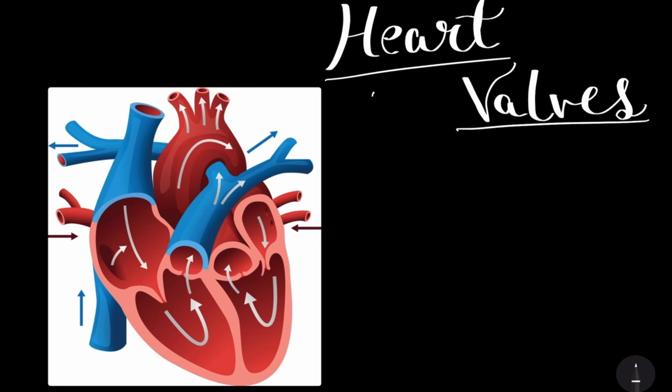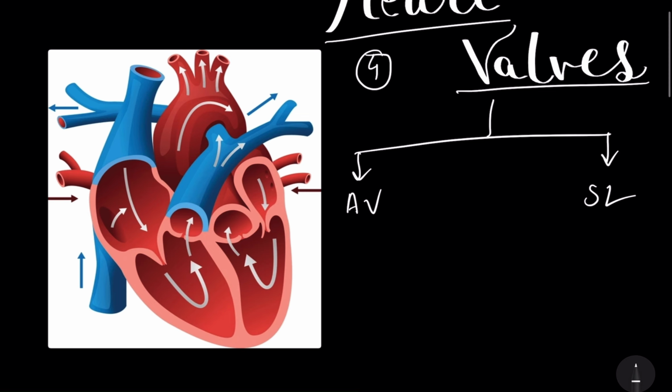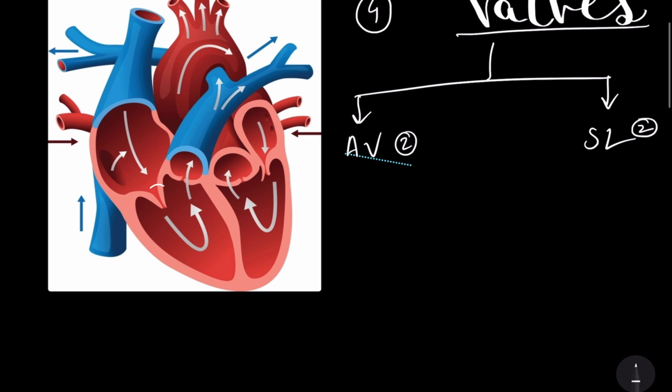Our heart has basically four valves, and these can be classified in two ways. The first being the atrioventricular valves, and the second being semilunar valves. Both of them are two in number. The atrioventricular valves are namely the tricuspid valve and the bicuspid valve.